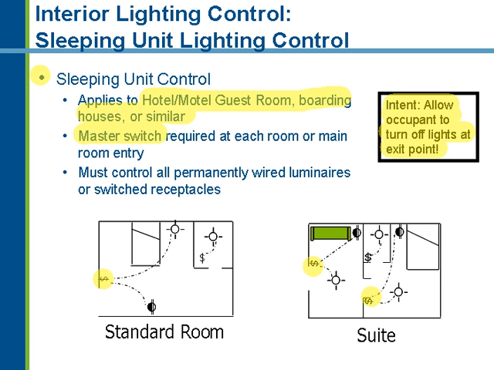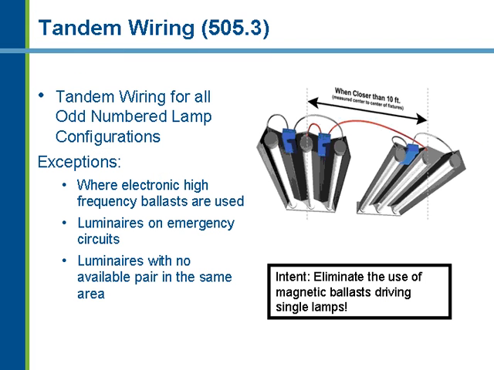Another specific requirement has to do with tandem wiring, and the basic requirement is that tandem wiring for all odd-numbered lamp configurations must be done for those fixtures. And the intent here is to eliminate the use of magnetic ballast driving single lamps. Because as we know, most magnetic ballasts are meant to drive two or more lamps, and when you drive one of them, you have a lot of waste. This isn't the case with electronic ballasts, so there are some exceptions.